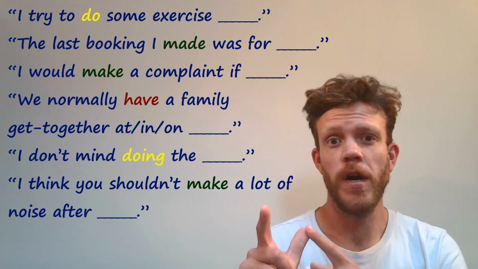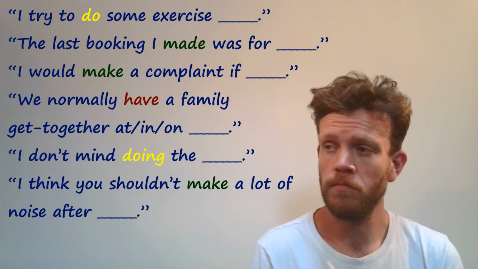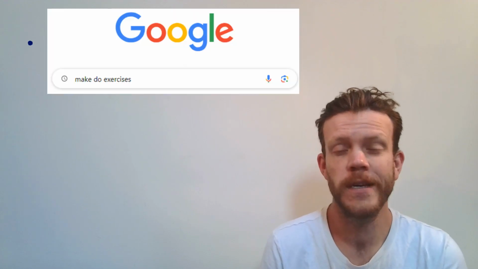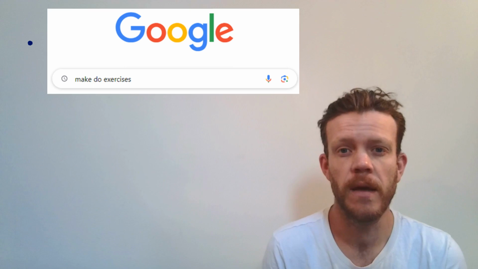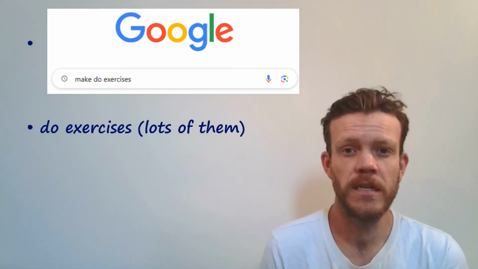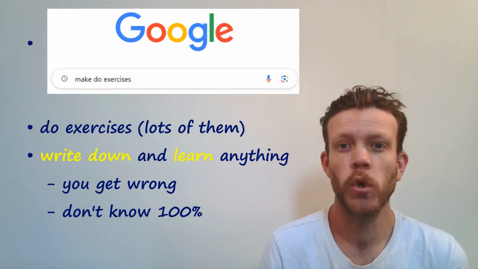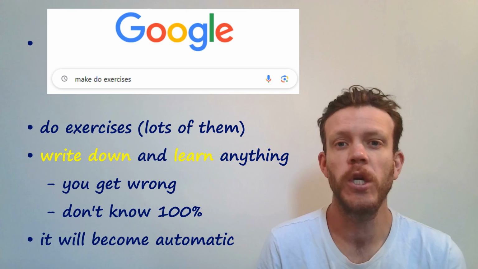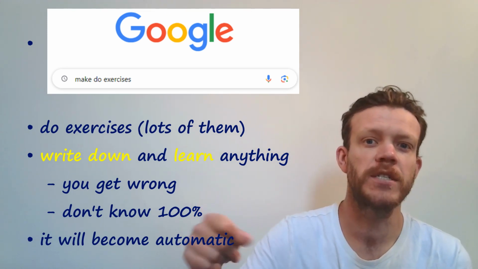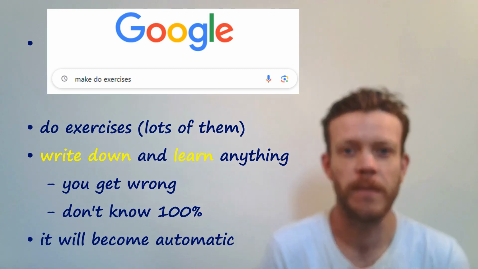So now just write, say, or discuss the same sentences for you. So in terms of how you're going to improve, what I recommend you do is Google, do exercises. There's lots of material out there. Do the exercises, and most importantly, write down anything you get wrong or don't know 100%. Slowly but surely, you'll improve to the point where it's just automatic. It's instinctive and you won't have to think about it.